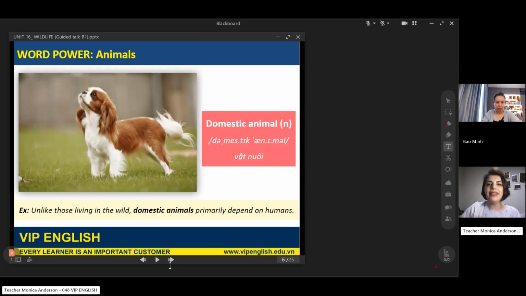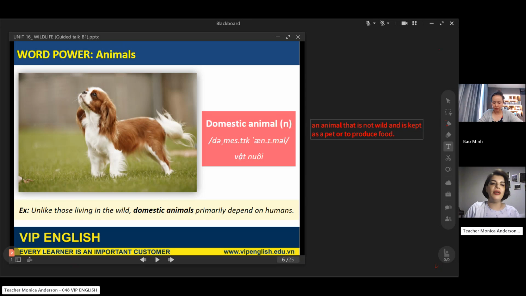Well, the second word is domestic animal. So of course, like pets. A domestic animal is an animal that is not wild and is kept as a pet or to produce food. So let me write it here. Animal that is not wild and is kept as a pet or to produce food. This is domestic animals.